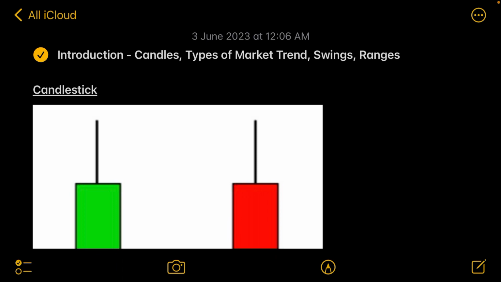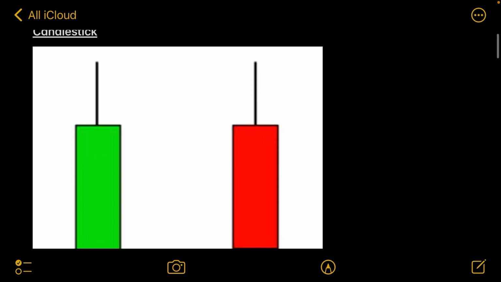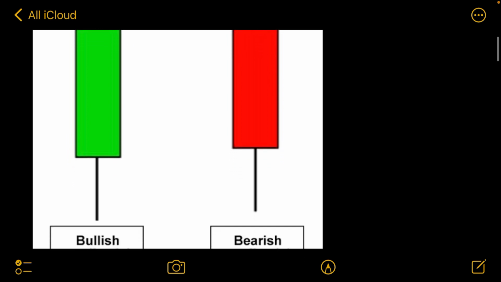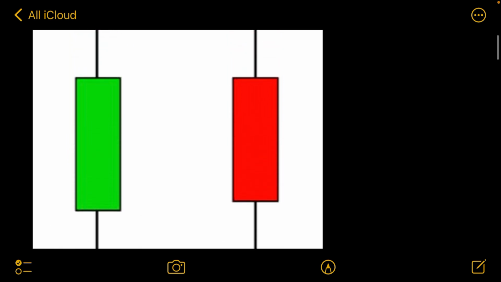But at this early stage, just understand what they are. So your candlesticks are what the market consists of. We have a bullish candlestick, green in this case, and a bearish candlestick, red in this case.